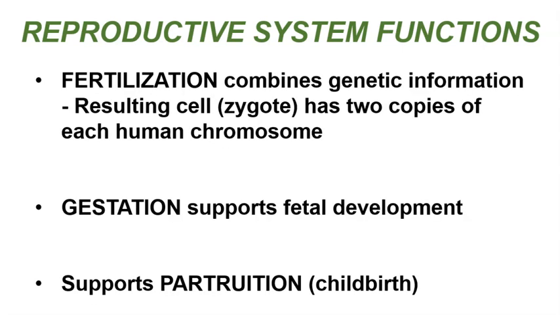So as mentioned earlier, fertilization combines the genetic information of the egg and the sperm so that the resulting cell, which is called a zygote, then has the full complement of human chromosomes and can begin developing further. Each of the eggs and sperm only has a single copy and therefore in itself cannot develop into a fully functioning human. Gestation refers to the fetal development stage that occurs within the uterus, where a structure called the placenta develops in order to facilitate the exchange of nutrients, oxygen, and waste between the maternal and fetal blood supplies. And finally, parturition is the term that's used for childbirth.